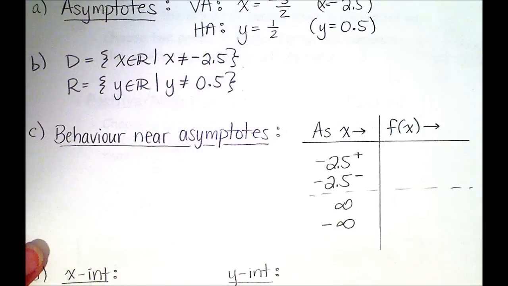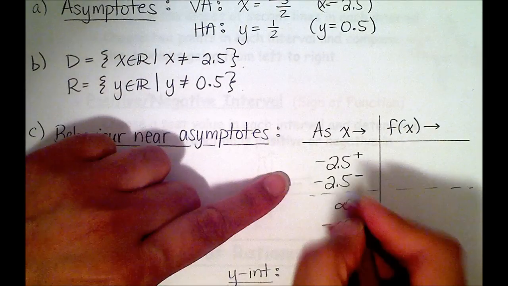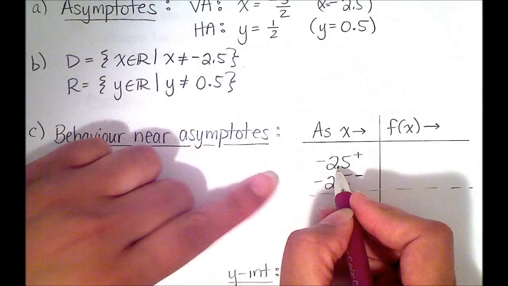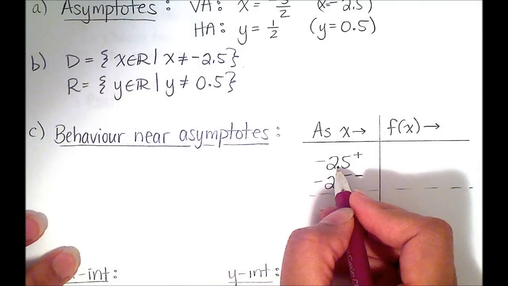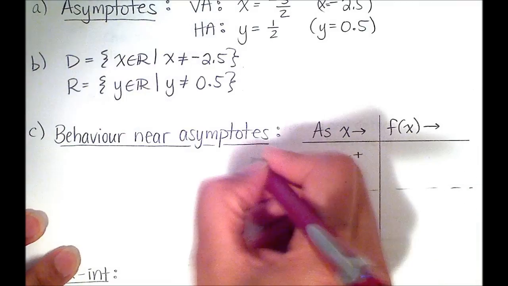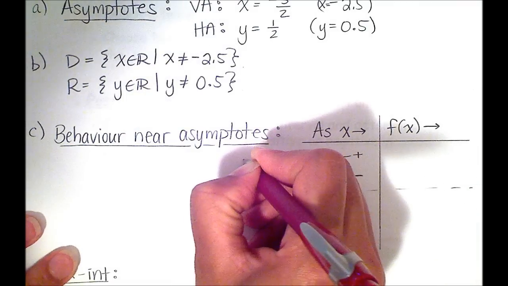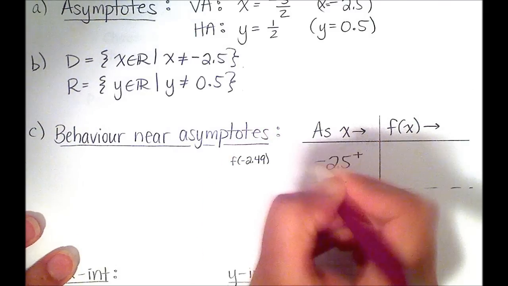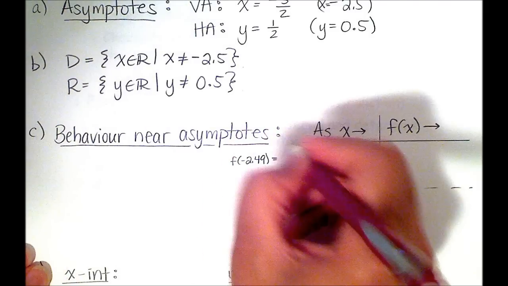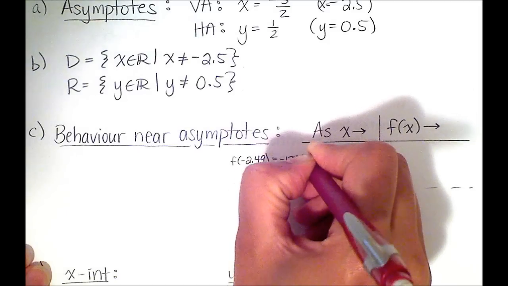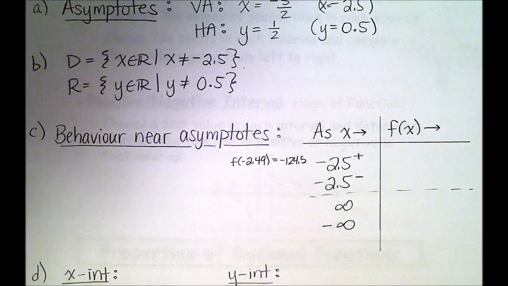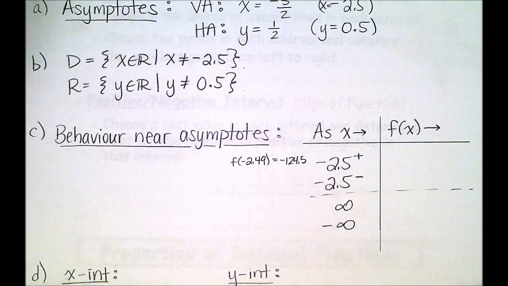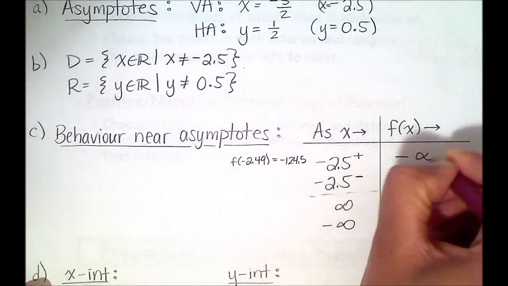Okay. I'm going to choose a value of x that's slightly to the right of negative 2.5, maybe something like negative 2.49. If I solve for f of negative 2.49 by typing that into my calculator, I get about negative 124.5. What that tells me is that the function is decreasing, so it must be decreasing towards negative infinity.